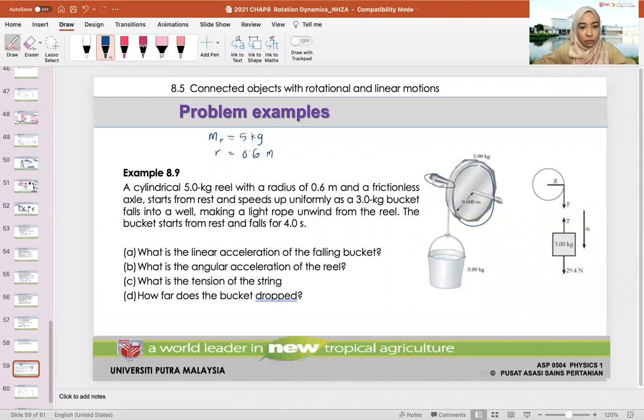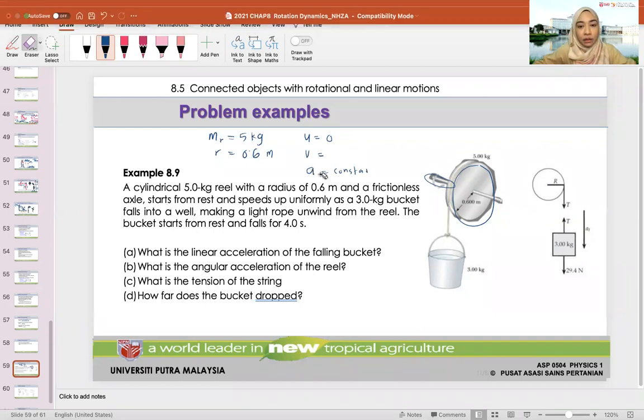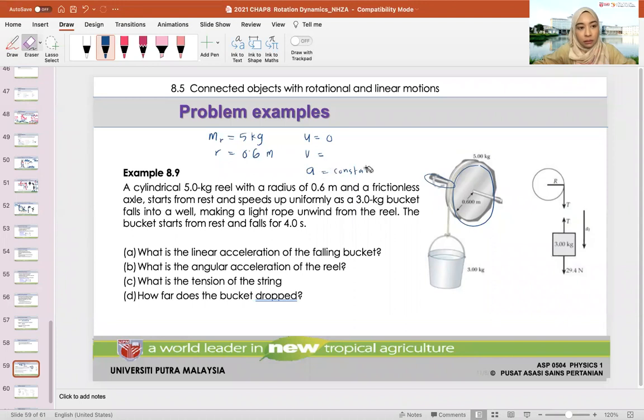Okay, so it starts from rest and speeds up uniformly. So U is equal to 0 and it has some V, but it speeds up uniformly. You know that your A is a constant value, so you can use the linear kinematic equations if you wanted to.